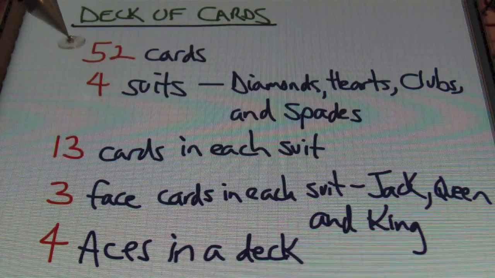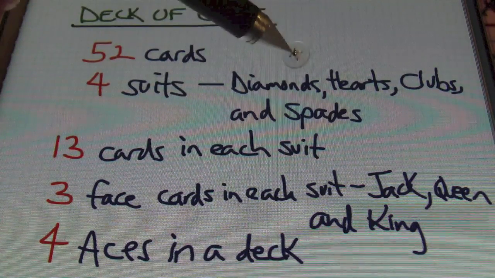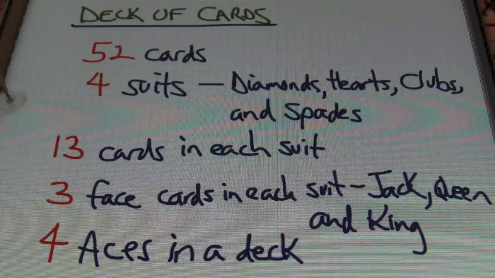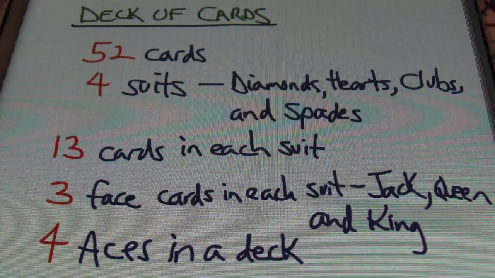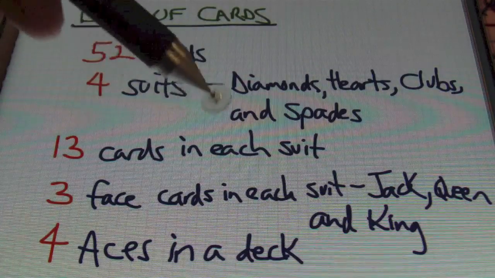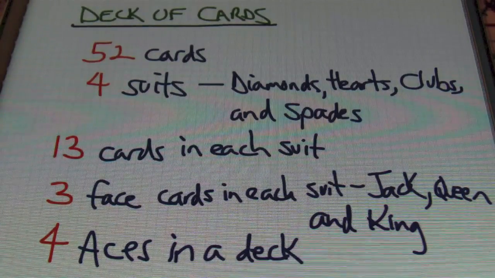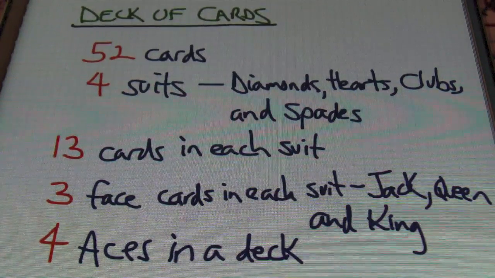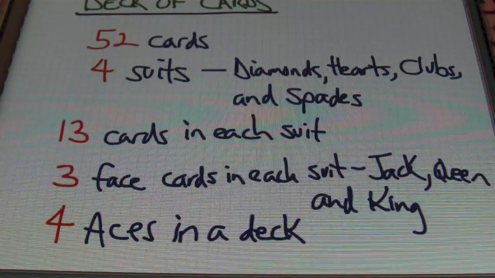There's 4 suits in the deck of cards. You'll have diamonds, hearts, clubs, and spades. Those are the 4 suits. There are 13 cards in every suit, and there are 3 face cards in each suit, the jack, the queen, and the king. They have faces on them. That's why they're called face cards. And then finally, you have 4 aces in the deck.